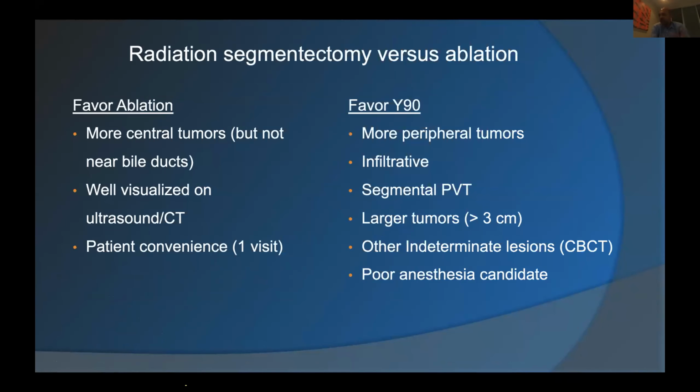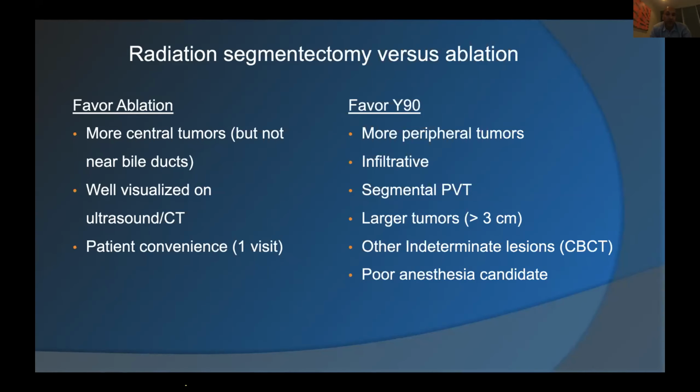So how do you choose, right? And this is admittedly as much an art as a science. So when do I favor an ablation? More central tumors, right? Not near bile ducts necessarily, but the more central it is, I think the harder it is to do a segmentectomy. When you can visualize it well on ultrasound or CT, and it's straightforward, I still tend to go for an ablation. And of course, there's patient convenience, in that an ablation is a single visit.